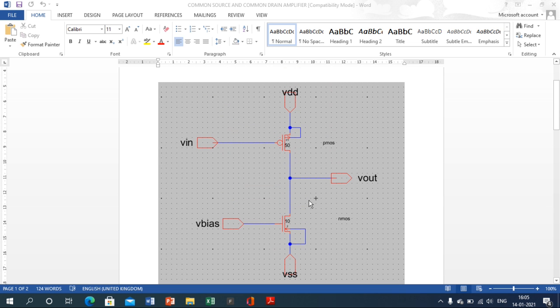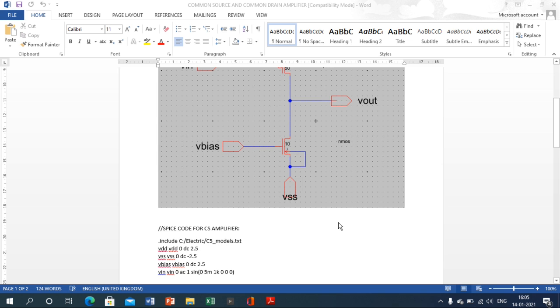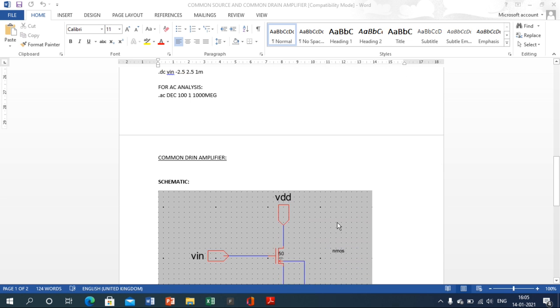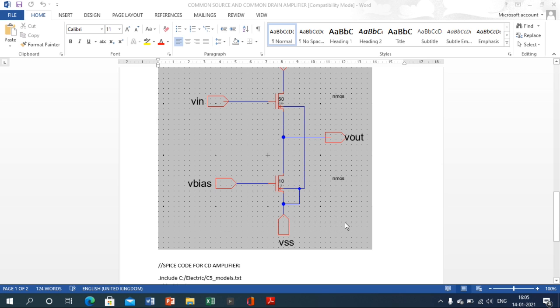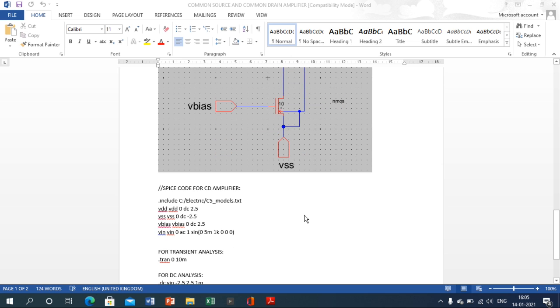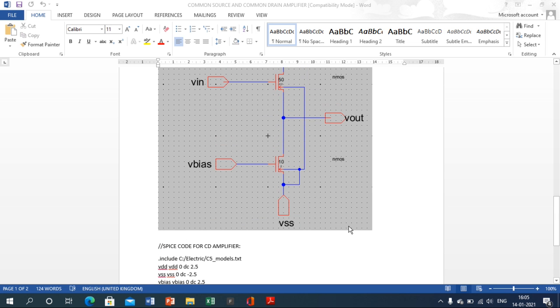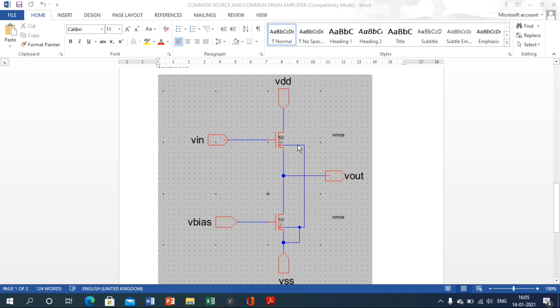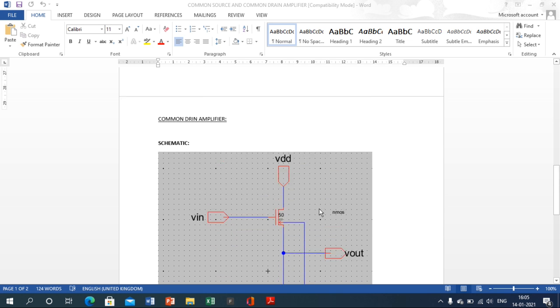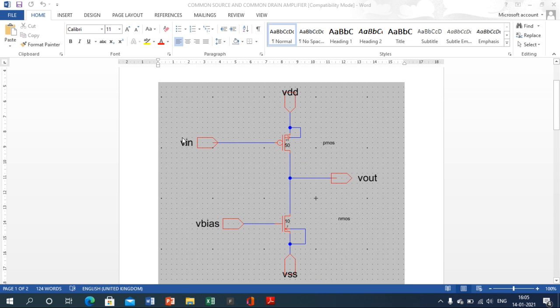I am going to draw these schematics, and based on that, I am going to draw the layouts also. Then we will verify DC, AC and transient analysis, similarly for common drain. The SPICE code for common source and common drain will be the same. The only change in common drain is that we are replacing PMOS by NMOS, so that the phase shift between the input and output is the same. When I come to the common source, the phase shift between the input and output is 180.